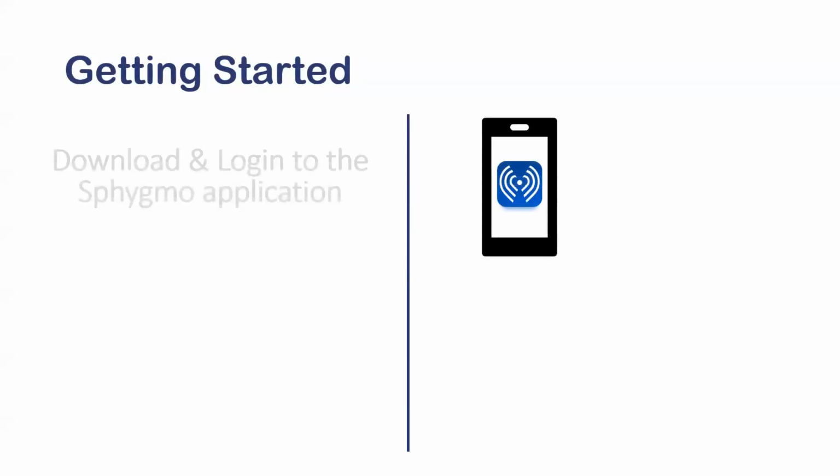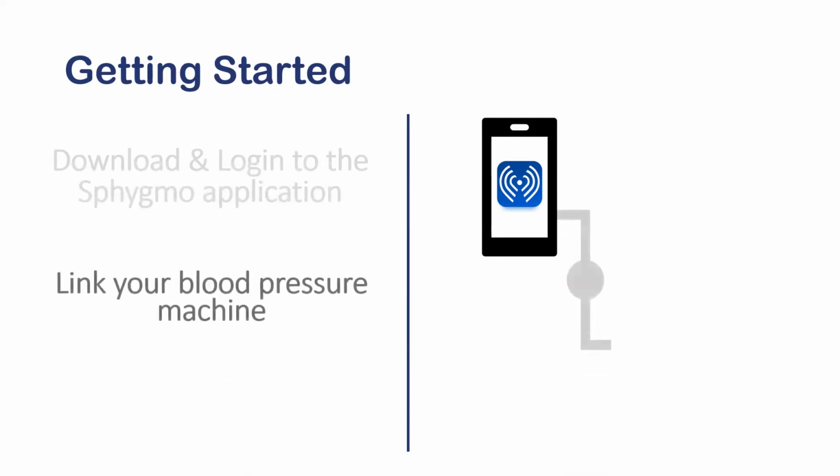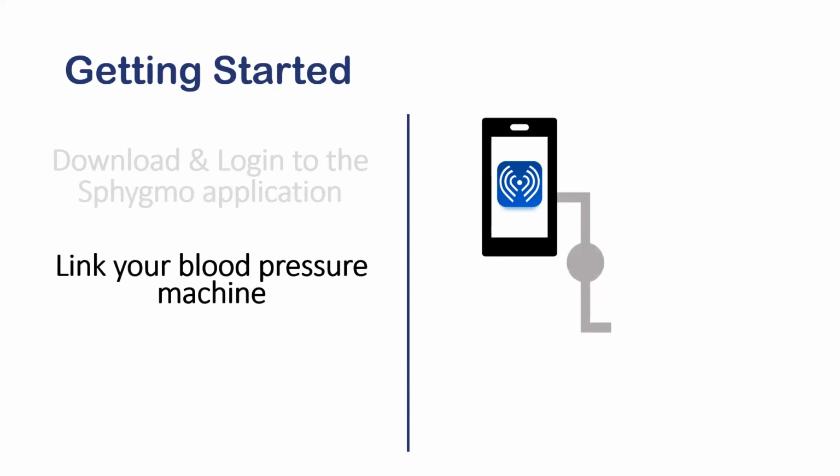You have successfully downloaded and signed up for the Sphygmo app on your phone. The next thing to do is to connect your blood pressure machine to the app. Once your blood pressure machine is linked to your app, you will be able to see all of your blood pressure readings on your phone.